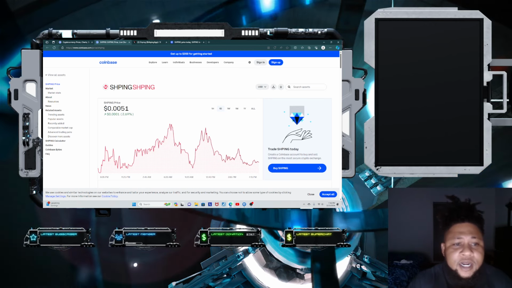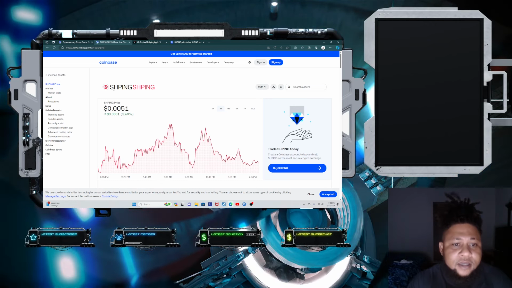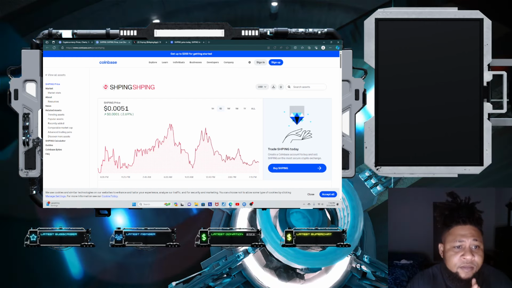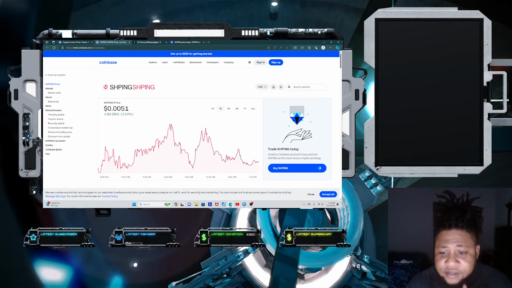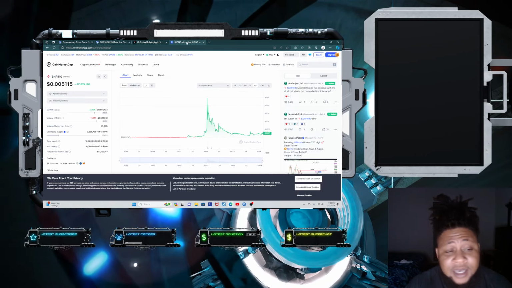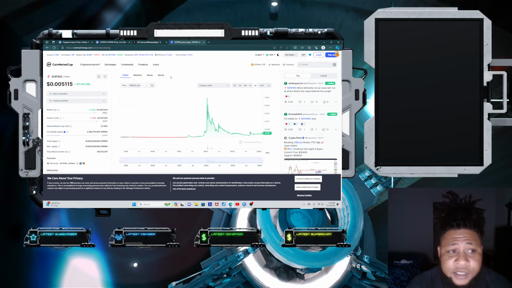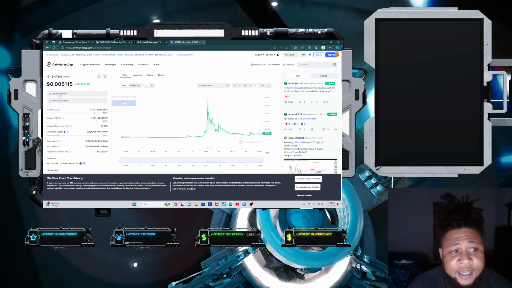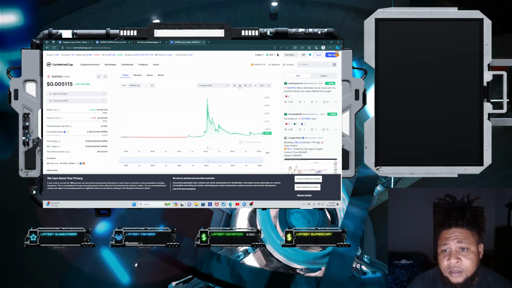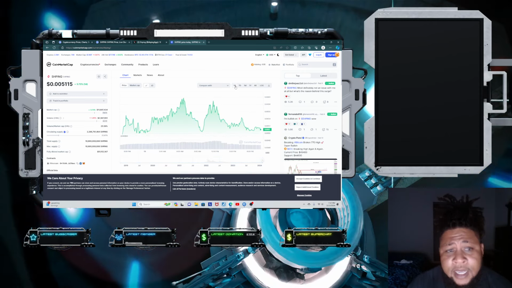This is a token that I recently purchased today. Shping, okay? That's what I purchased. That's the ticker symbol. And it looks very bullish to me. You know what I'm saying? It's sitting at 5.11. By one day, let's see where we at.